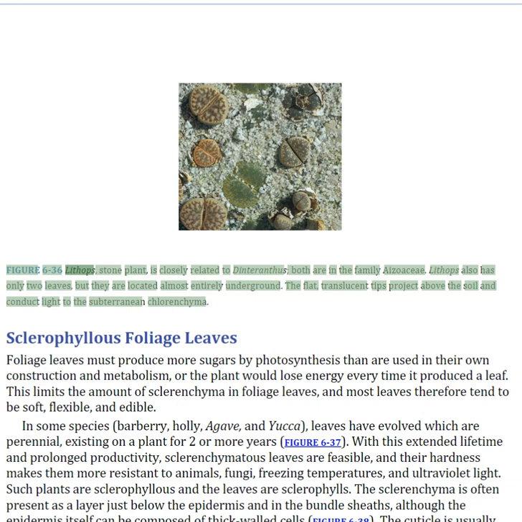Figure 636: Lithops, stone plant, is closely related to Dinteranthus. Both are in the family Aizoaceae. Lithops also has only 2 leaves, but they are located almost entirely underground. The flat, translucent tips project above the soil and conduct light to the subterranean chlorenchyma.